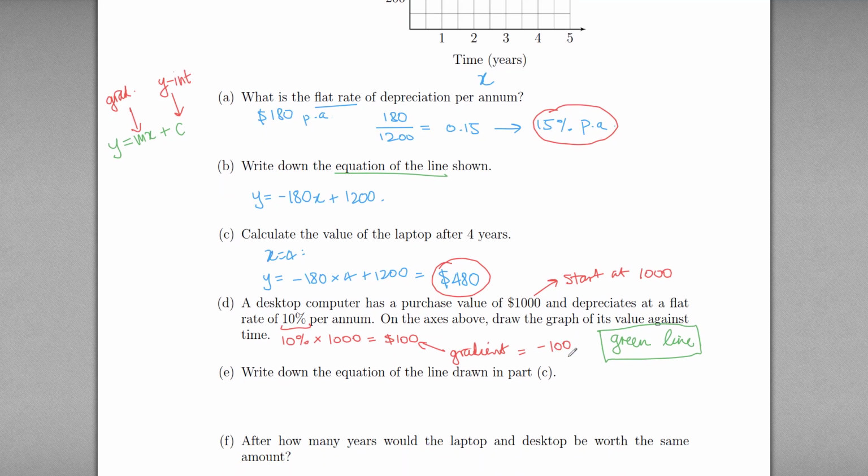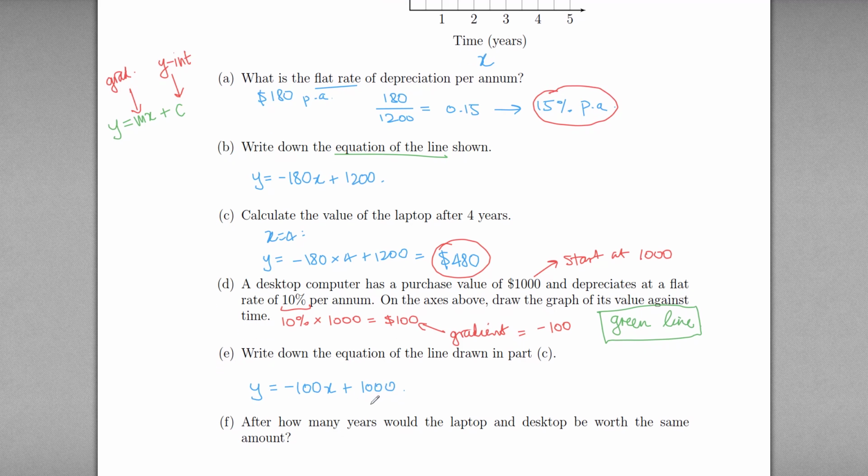Write down the equation of the line drawn in part C. So we have the gradient, we have the starting point, the y-intercept, so it's again the same thing. The gradient's negative 100, so we'll put negative 100x plus the starting point is 1000, so plus 1000. That's the equation. Same deal, y equals mx plus b: gradient and starting point, the y-intercept.